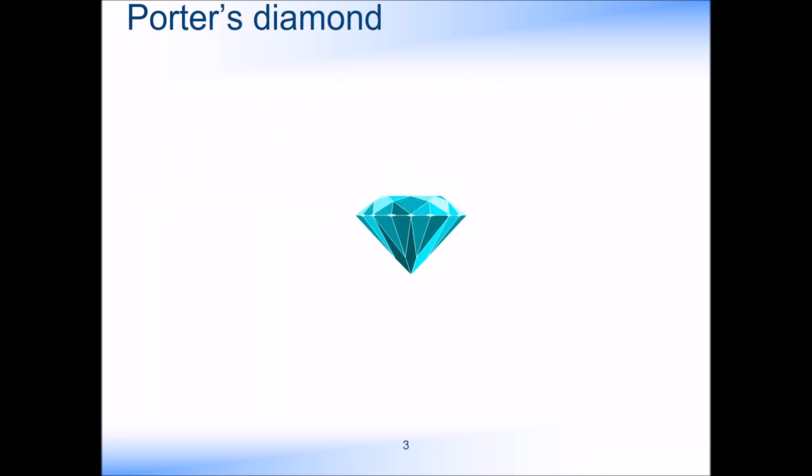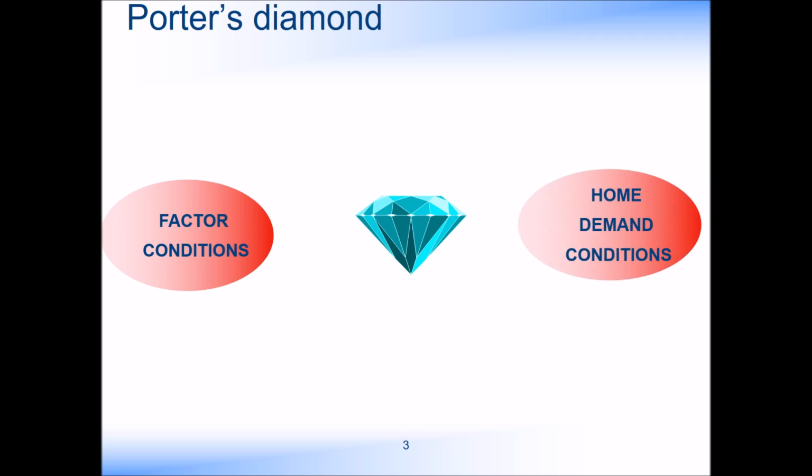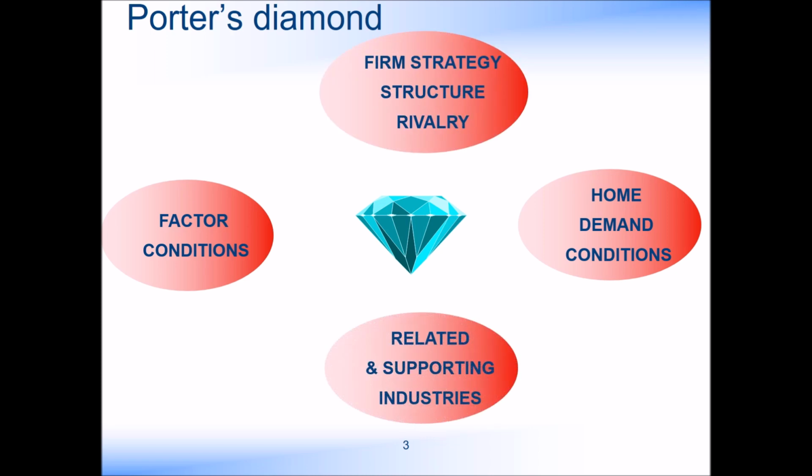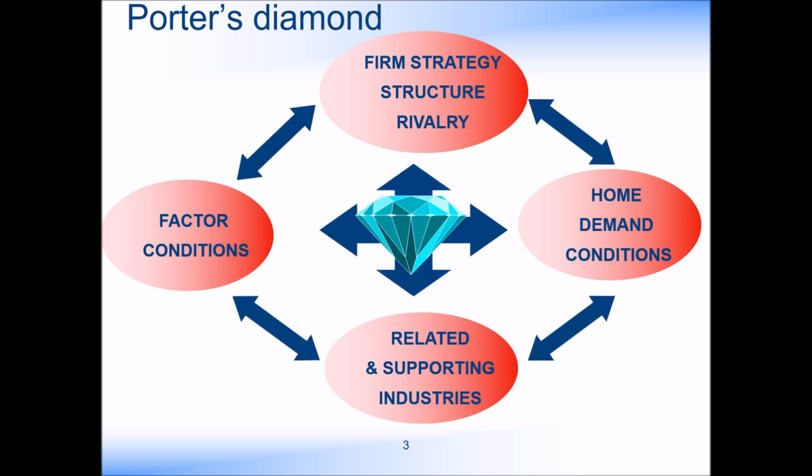The diagram that Porter used has four main elements. These are the factor conditions, which we'll talk about in more detail in a moment, the home demand conditions, the firm strategy, structure and rivalry, and the related and supporting industries. Now these all interrelate, which gives the diagram its form of the pattern made of a diamond, hence the term Porter's diamond.